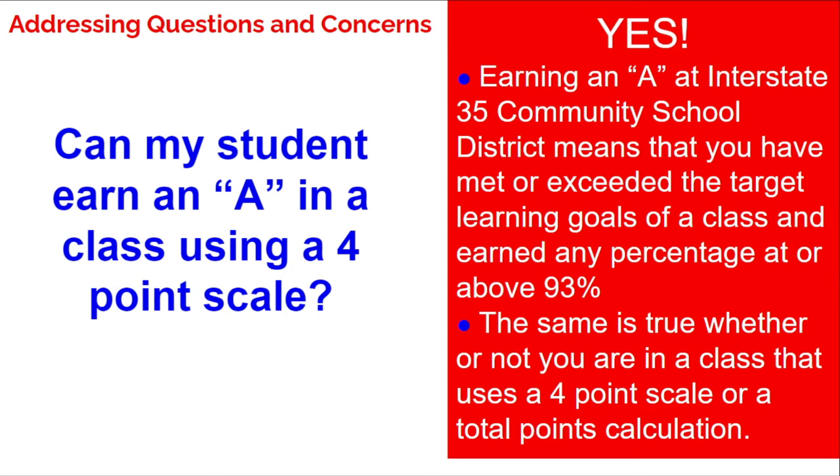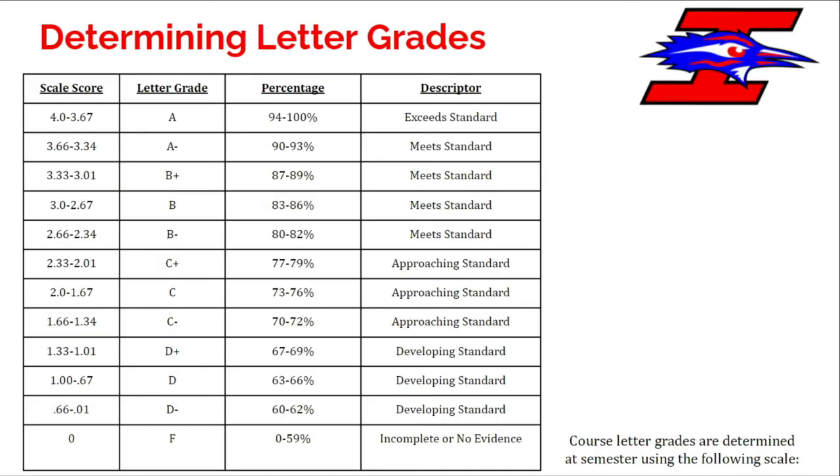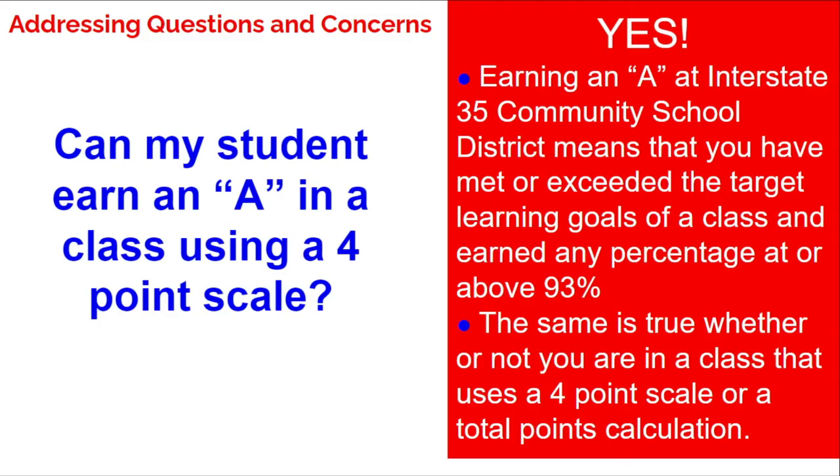for us. Anything, and you saw it on this scale as well. So that A is a 3.3 for us in the 4-point scale. That again translates to an A. Same is true whether or not you are in a class that uses a 4-point scale.